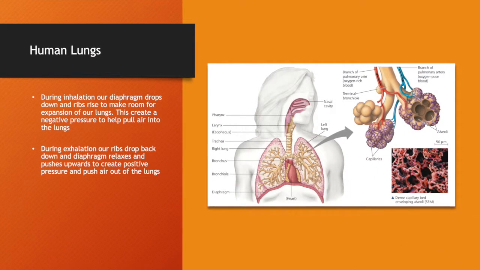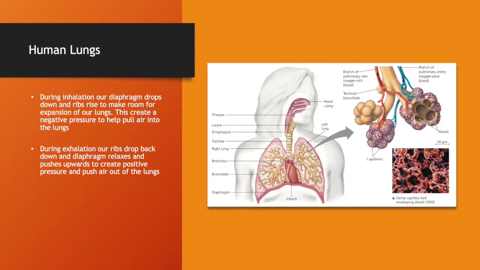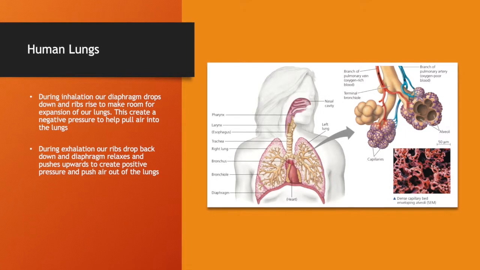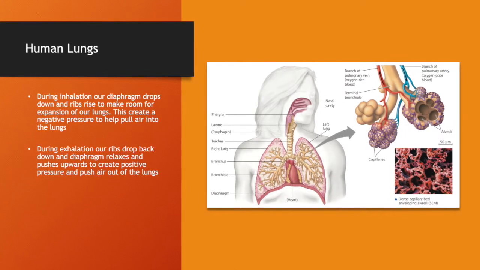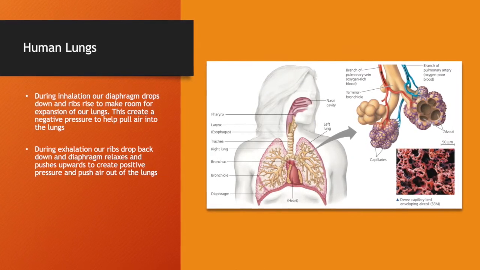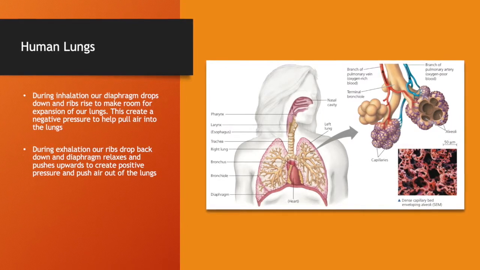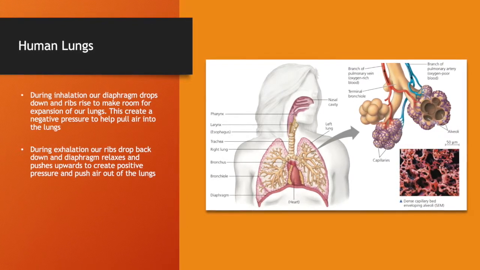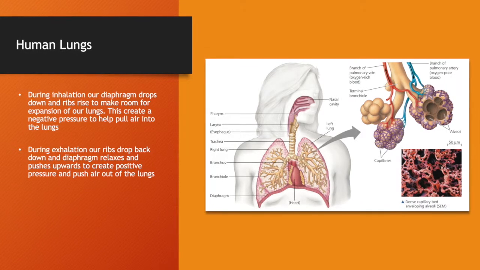So now, the human lungs. During inhalation, our diaphragm, the muscle at the bottom of our lungs, will drop down and our ribs will rise to help make room for expansion of our lungs. This will create a negative pressure that helps pull in fresh air into our lungs.